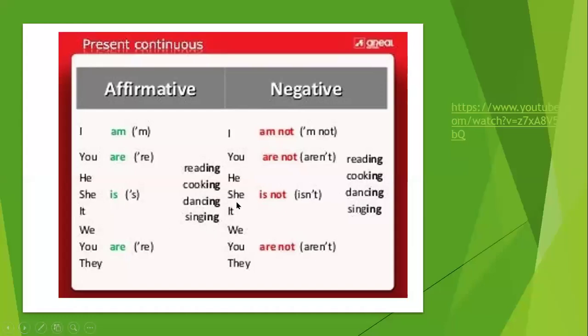More examples here. You see, I am or I'm, you are or you're, she is or she's, reading, cooking, dancing, etc. I am or I'm not. You are not or you aren't. Or the other way is you're not. She's not. They're not. That is the second form of the negative. They aren't, as you said, is the other option.